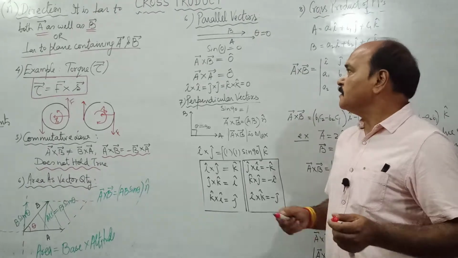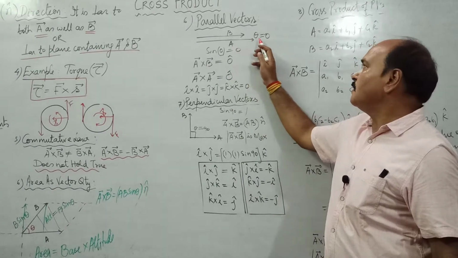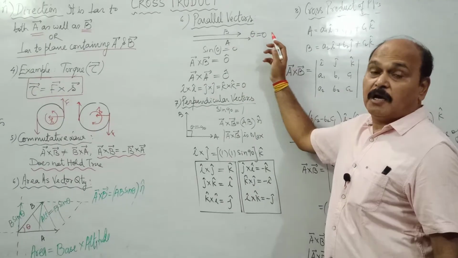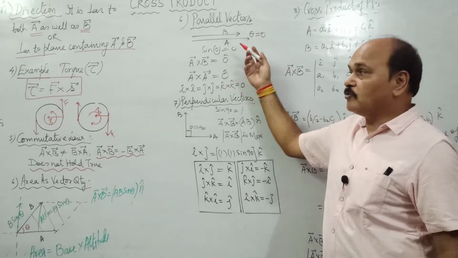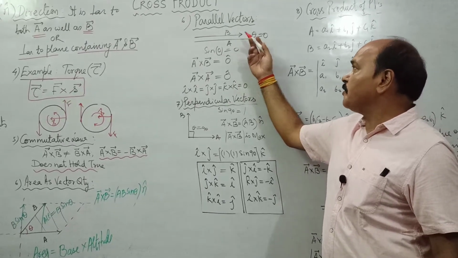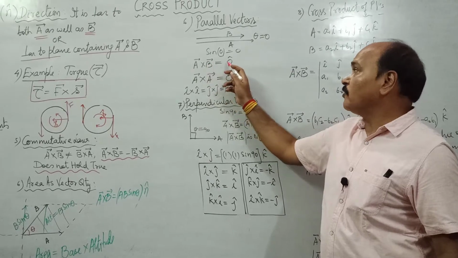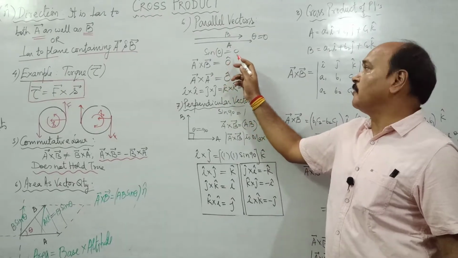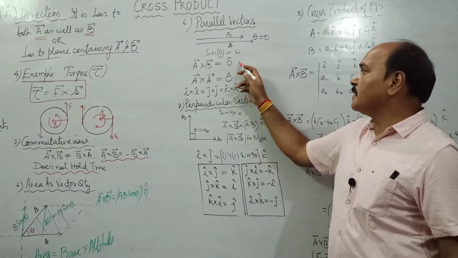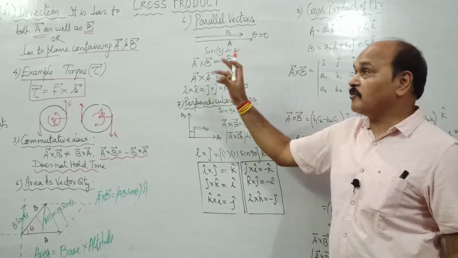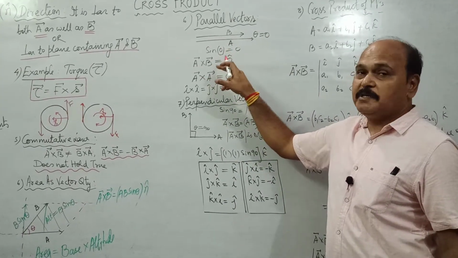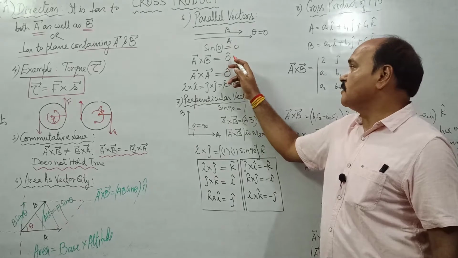Parallel vectors. Children, if vectors are parallel, you know angle between them is 0. And sine of 0 is what? 0. So if we cross product two parallel vectors, we get what? Null vector. Why? Because sine 0 is 0. So right hand side becomes what? 0. The magnitude of cross product A cross B becomes 0. So it is null vector.